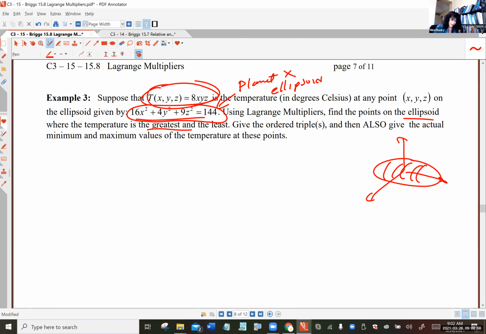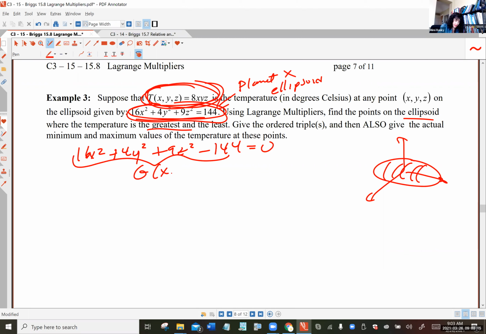Cool. So what are we saying? We're saying that the gradient of the temperature function, del T, is going to be a multiple of the gradient for this function. If you get everything on one side and 0 on the other, which Lagrange asks you to do. So this, we'll call this big G. So that guy's gradient is a multiple of big T.